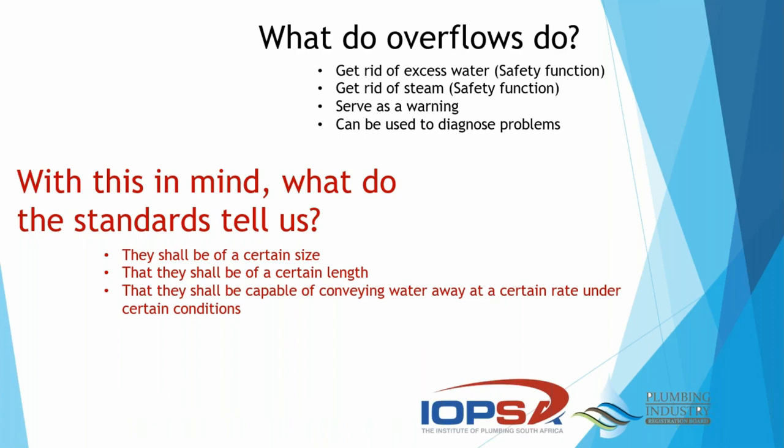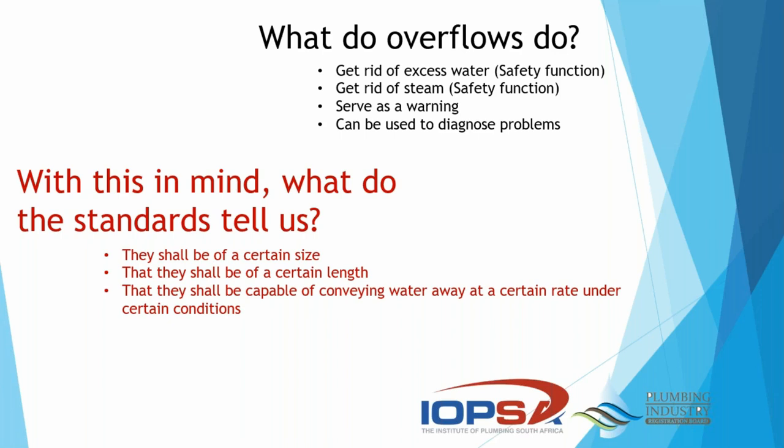That would be the TP. It needs to convey water/steam away at a certain rate, a minimum rate. And of course, the drip tray overflow also falls under that category. Both of them, I think, speaking under correction, have got a minimum: they have to be able to discharge water/steam at a minimum of 40 liters per minute.